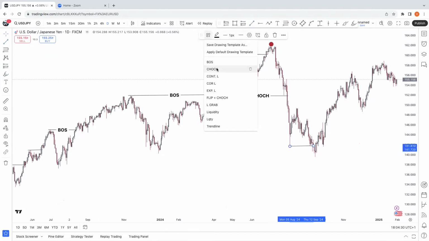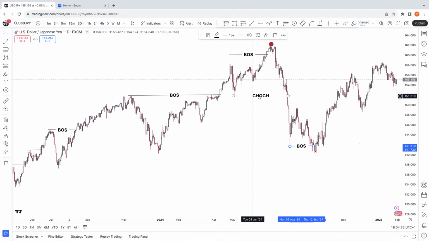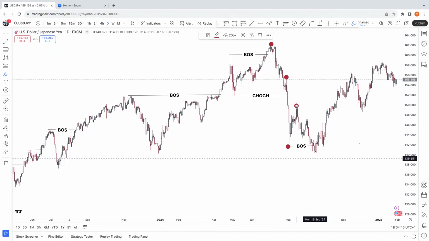It's a BOS because price, this is a change of character, right? And that means price is moving downwards now. So price started creating a series of what? Price started creating a series of lower highs and lower lows, lower highs and then lower lows, right? So that means this is now what, a downtrend, right?